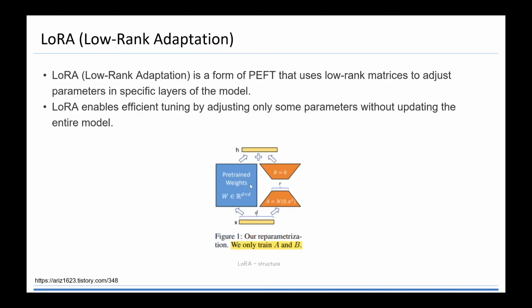So LoRA, what is the meaning of LoRA? LoRA, or low rank adaptation, is a form of PEFT, parameter efficient fine-tuning, that uses low rank matrices to adjust parameters in specific layers of the model. So LoRA enables efficient tuning by adjusting only some parameters without updating the entire model. So you don't need to update.